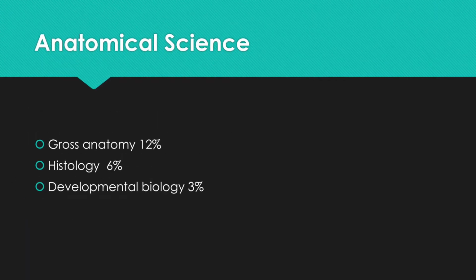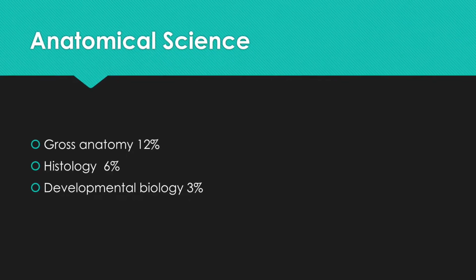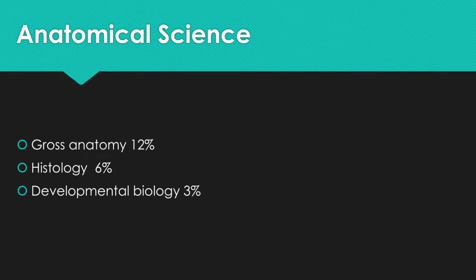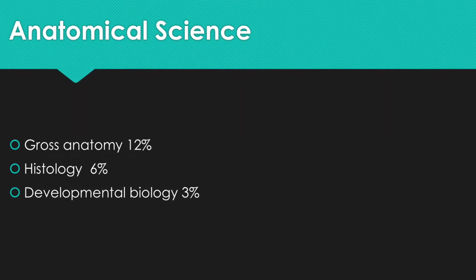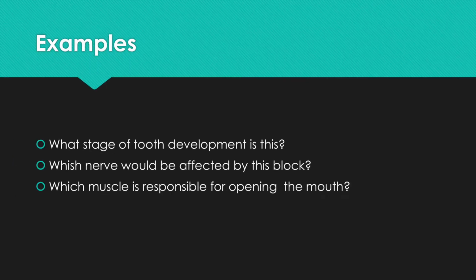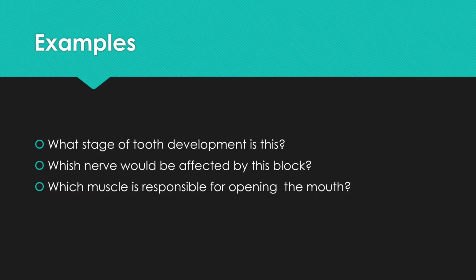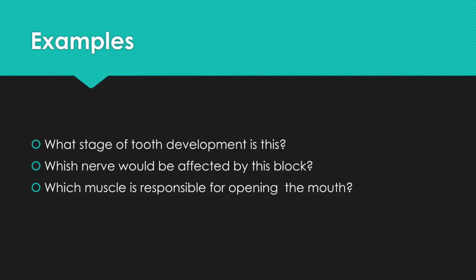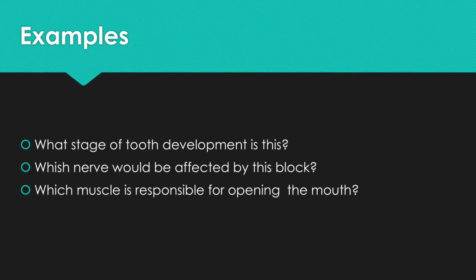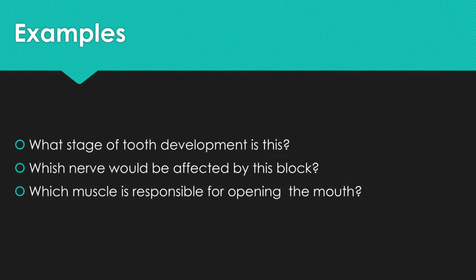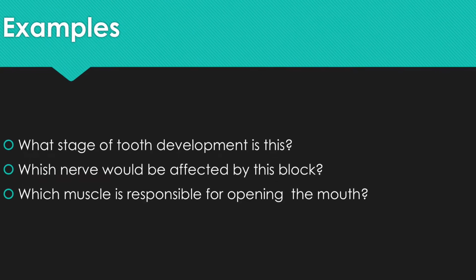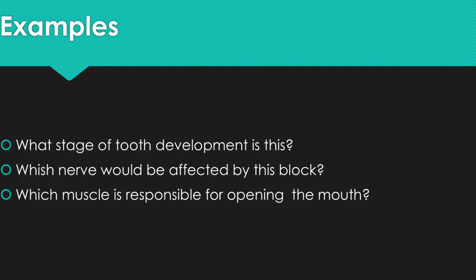Here's a breakdown of what the test is like. About 12% of the questions are going to be gross anatomy, about 6% histology, and about 3% developmental biology. This is mostly going to be dental focused, but not necessarily everything. Some examples could be a picture of a tooth in development, asking what stage of development this is. Is it the bell stage, the cap stage? Or another question, which nerve would be affected if you gave this dental block? Or which muscle is responsible for opening the mouth, and you have to pick from a list of muscles.